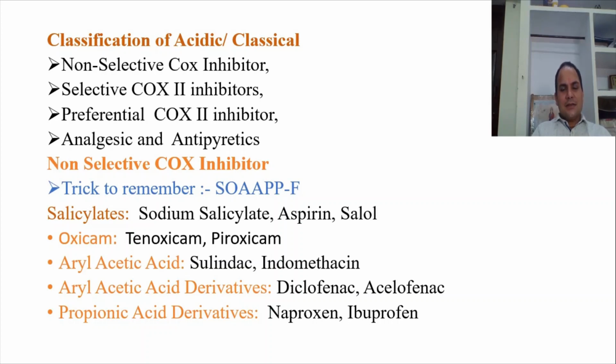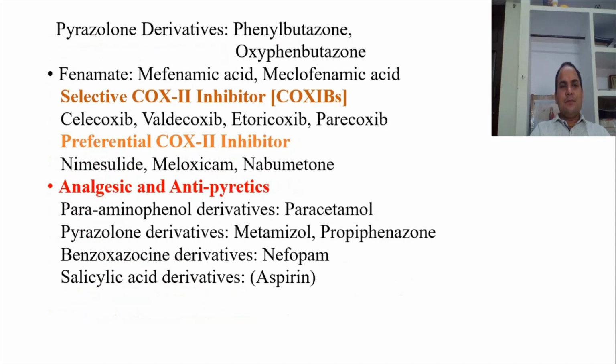Fourth is aryl acetic acid derivatives, diclofenac and aceclofenac. Fifth is propionic acid derivatives, for example naproxen and ibuprofen. Next is P, pyrazolone derivatives, phenylbutazone and oxyphenbutazone. Next are the fenamates, mefenamic acid and meclofenamic acid.